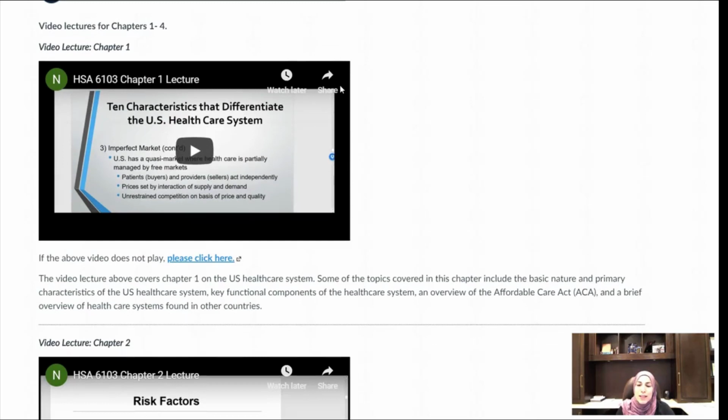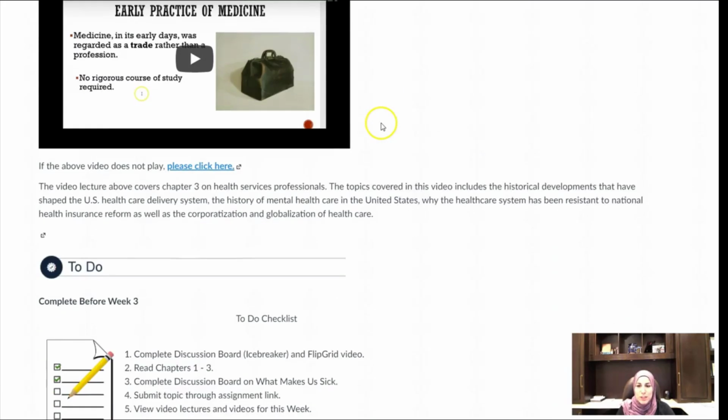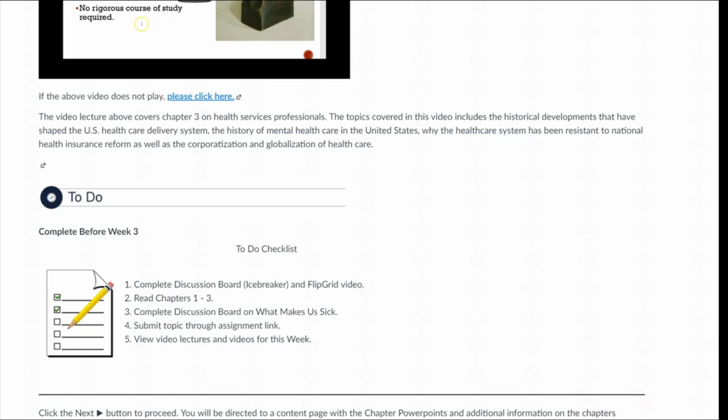Below that, you'll find the video lectures for the chapters that are assigned. I know here it says chapters 1 through 4, but it's 1 through 3, so I'm going to make sure to adjust that. Last, you'll find a weekly to-do list. You must complete everything on this checklist before going on to the following week. Now, I am going to hide myself and jump to the following content page.